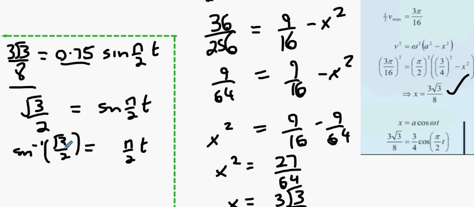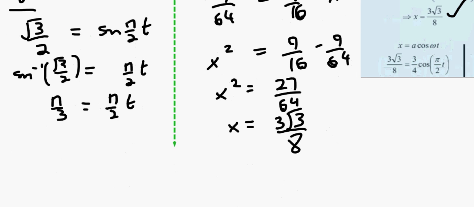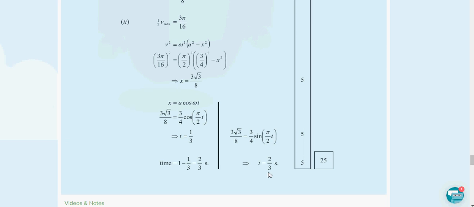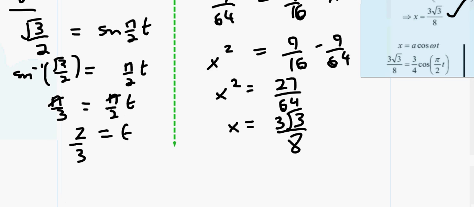What's root 3 over 2 again? 60, isn't it? 60 degrees, which is pi over 3. Yeah, let's go with pi over 3. Yep. Pi is on both sides. Cancel. And for me, t equals 2 over 3. Be very interested in seeing what the marking scheme does. The answer is 2 over 3. Oh, they actually did the sine version on the right hand side for some reason. Cool. We're all good. That works. Perfect.